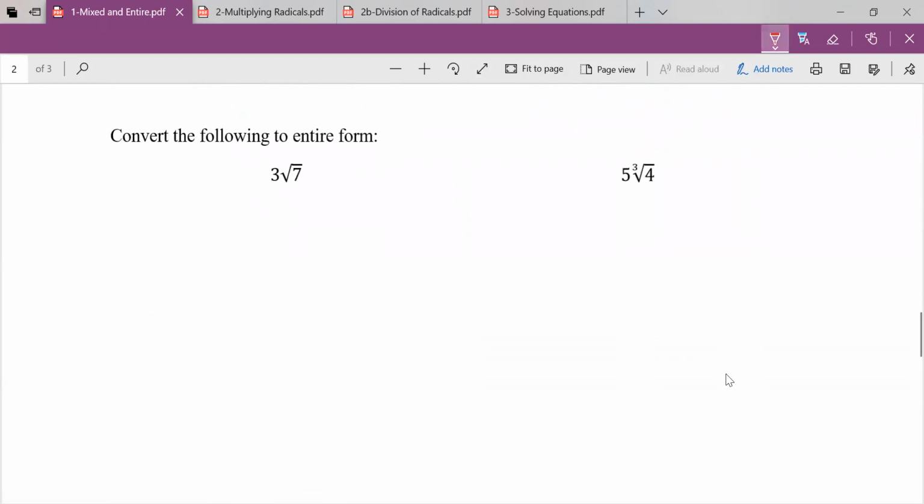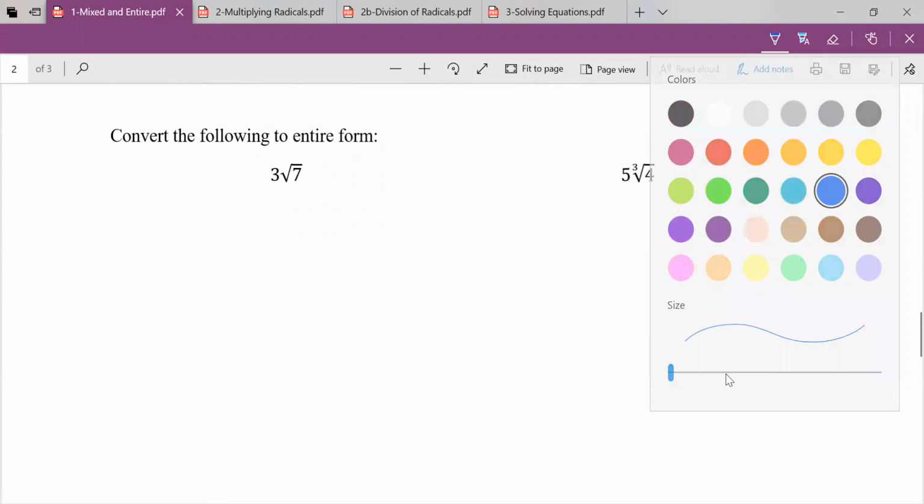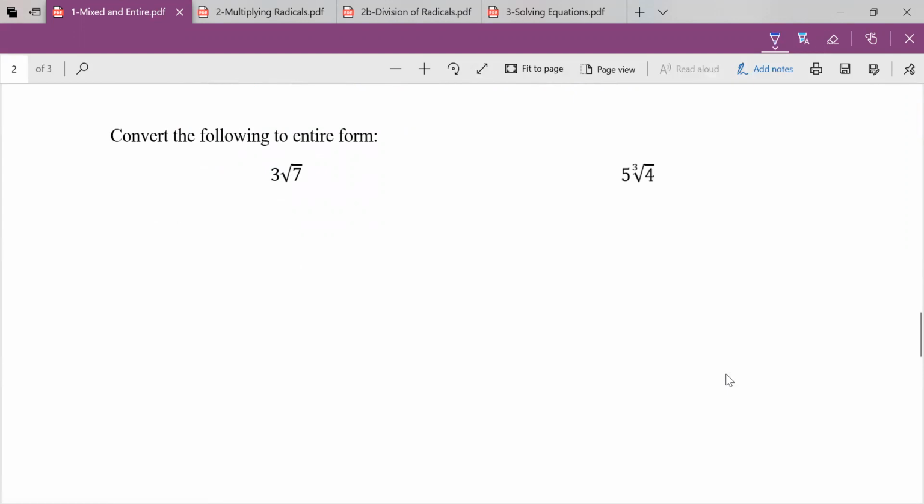And let's do just a touch more. Let's go the other way, which isn't as important, converting to entire form. So to convert to entire form, we're just going to reverse engineer what we just did. We want to get this coefficient of 3 underneath our radical. So the inverse of square rooting is squaring. And I'm going to go 7 times 3 squared, which is 63.